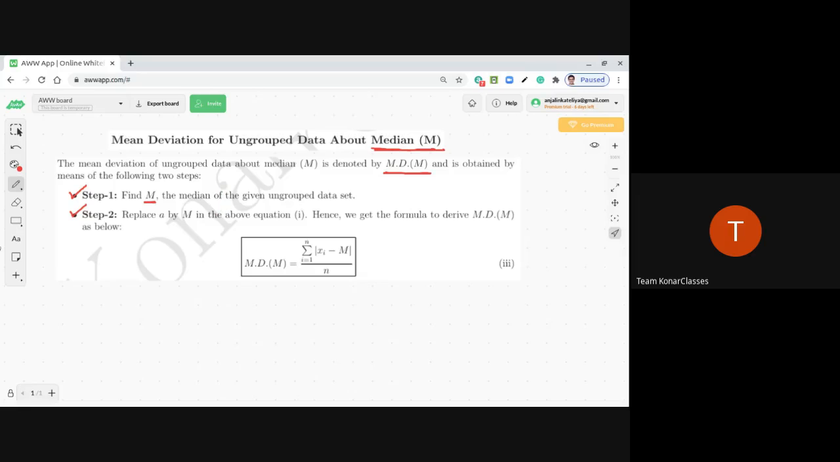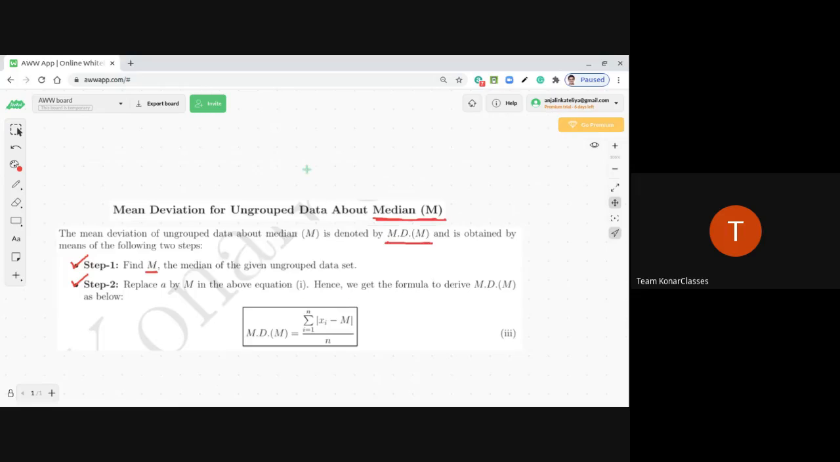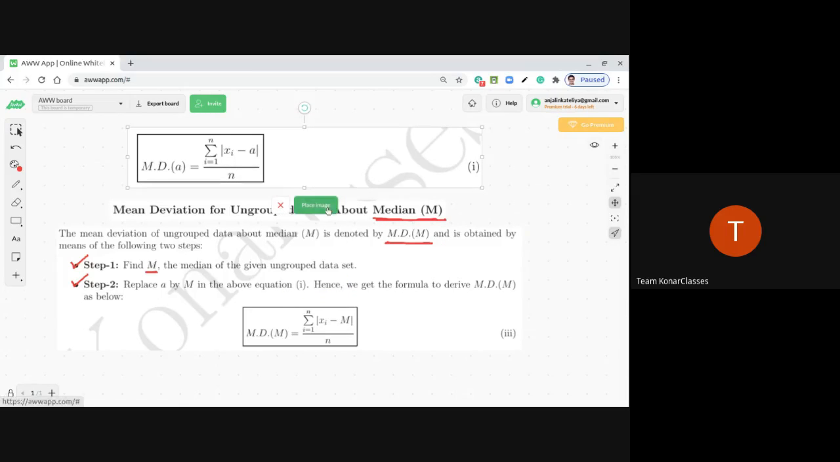Above equation 1 means what, dear students? If you recall that we discussed in the previous class, let me bring that one. What is above equation 1? Above equation 1 means this equation, the one marked as equation 1, dear students. So here there is a value A. This is the mean deviation about A.